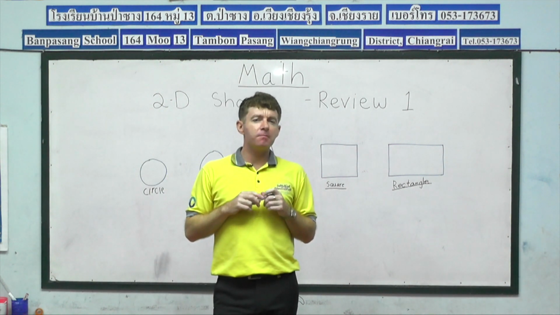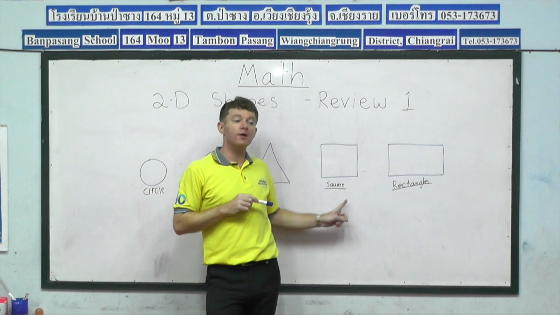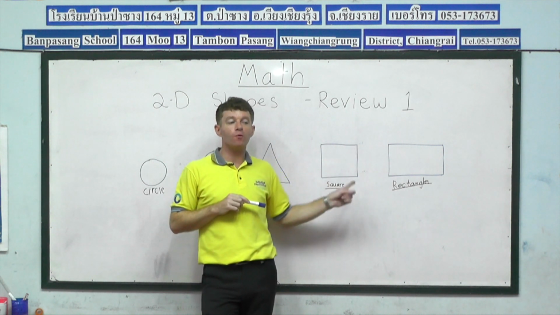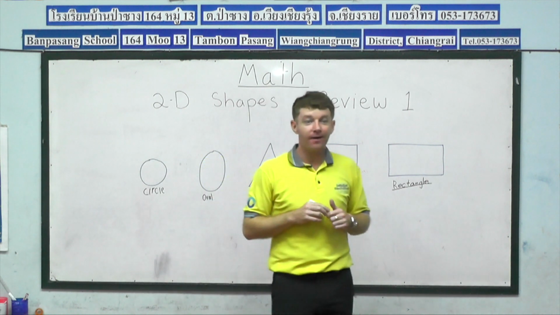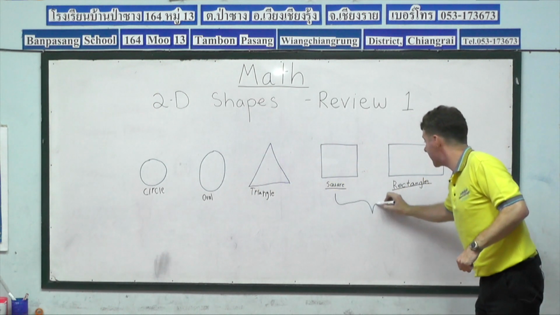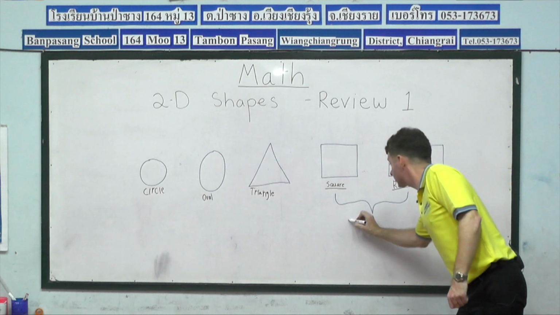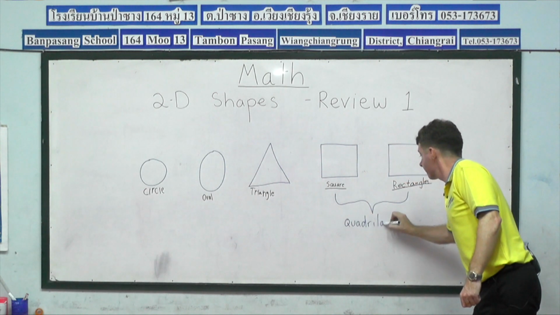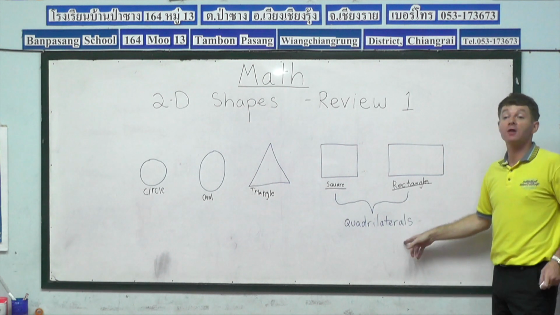Can anybody remember there was a special name given to the shapes that are squares and rectangles? There's a special name for shapes with four sides and four corners, beginning with Q. Quadrilaterals. Remember? Anything with four sides and four corners, like a square or like a rectangle, is called a quadrilateral. So all together, guys, quadrilaterals.